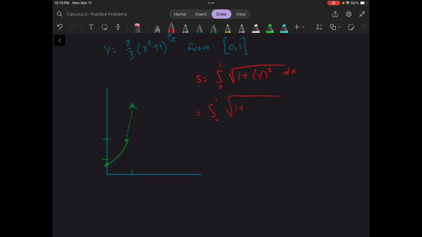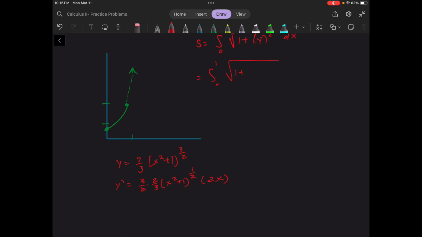Y is 2/3 times (x squared plus 1) to the 3/2 power. So y prime is just 3/2 times 2/3, right? The exponent comes down, and we subtract 1 from the exponent. Then, because of the chain rule, we multiply by the derivative of what's inside. The derivative of x squared plus 1 is just 2x, right? So we have a bit of cancellation here, 3/2 and 2/3.